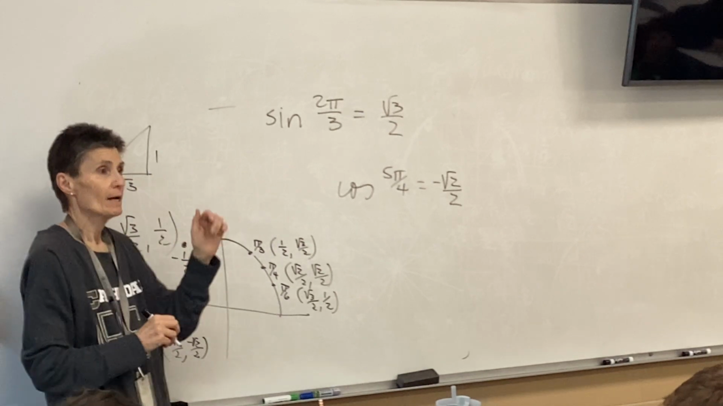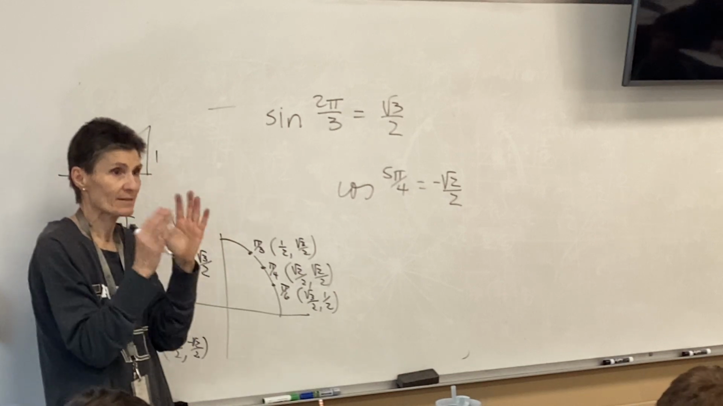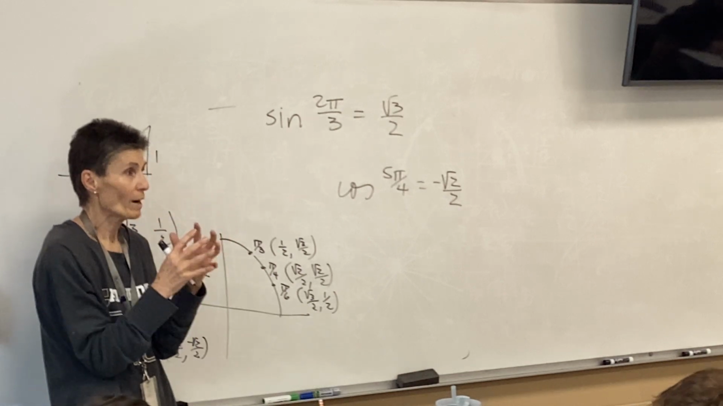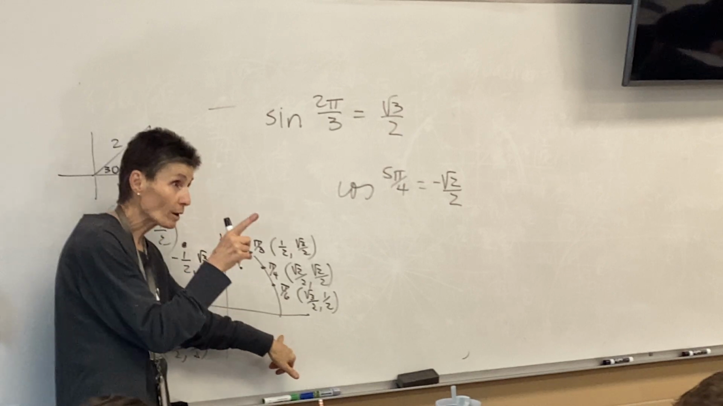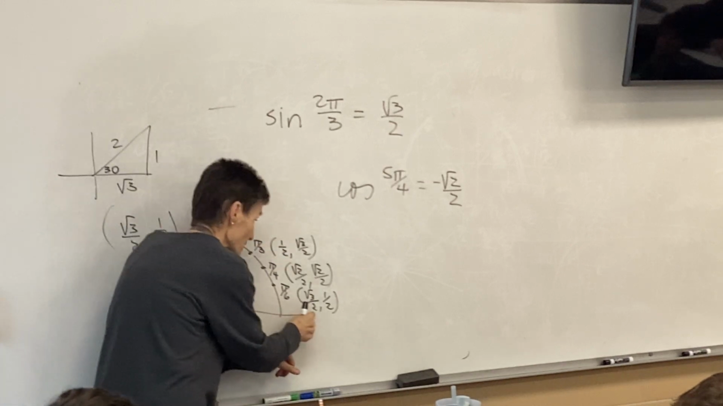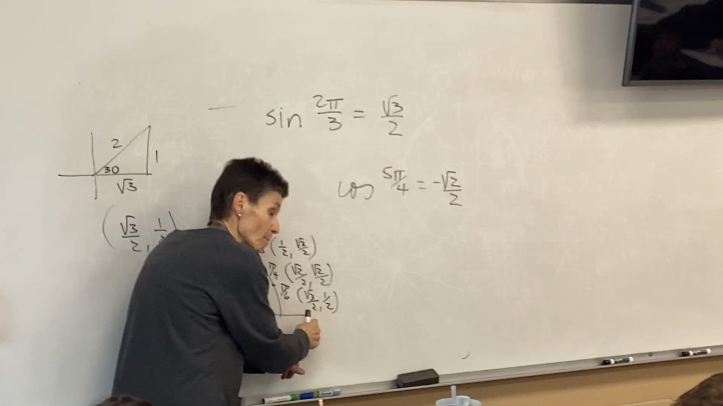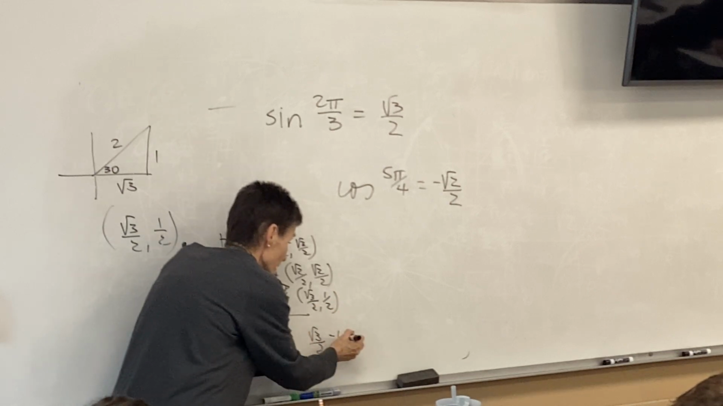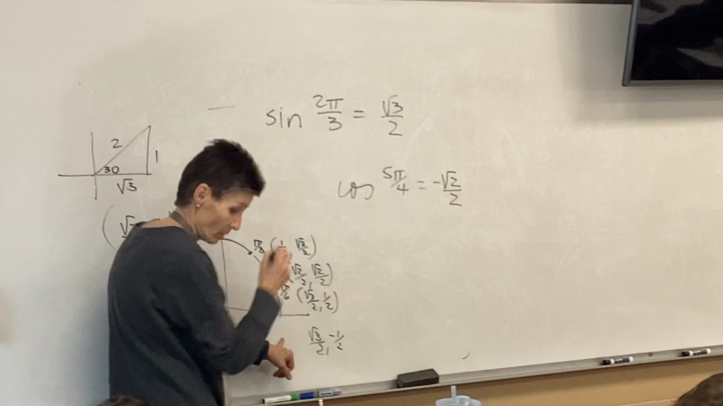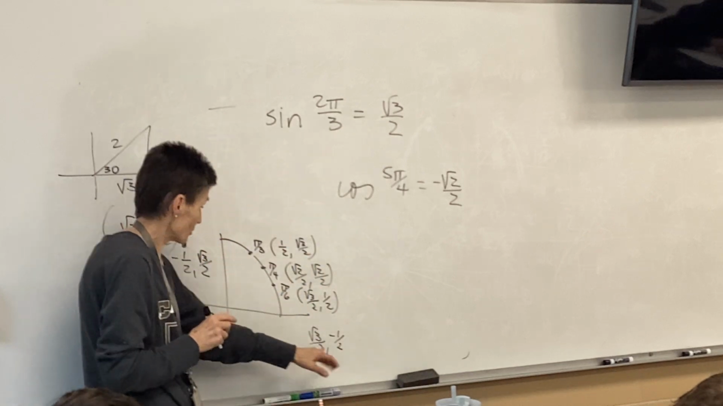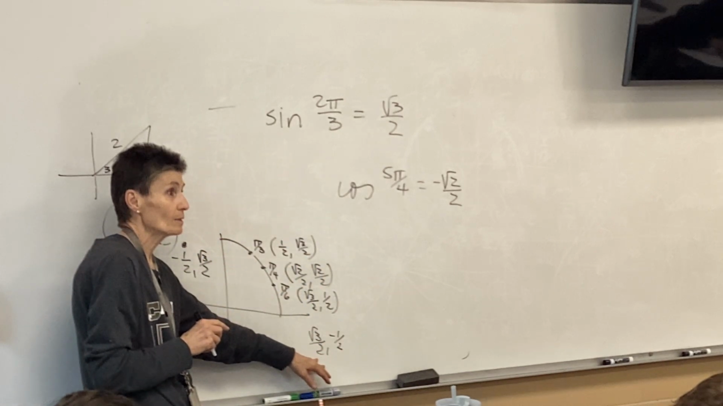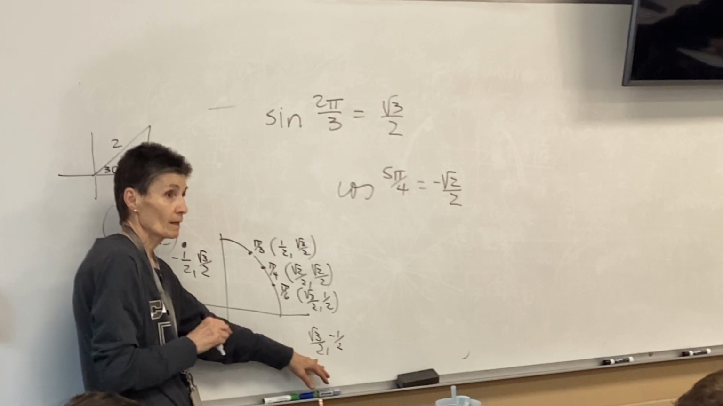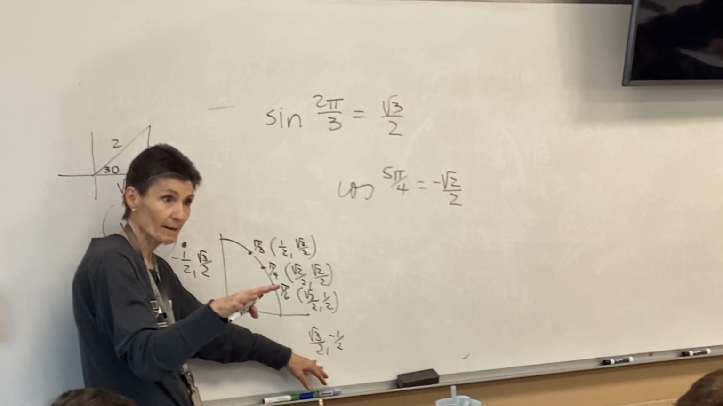Now, where is 11 pi over 6? That is the angle I'm actually doing. Where is it? Quadrant 4. So I know that these are going to be the numbers, but in quadrant 4, it'll be positive, negative. I want the cosine, so the answer is positive root 3 over 2. Okay, do we feel like we kind of got it?